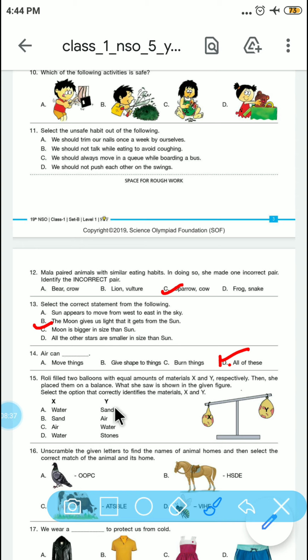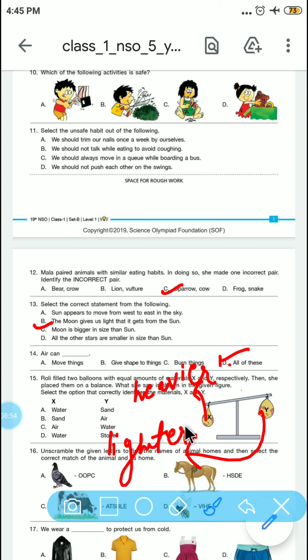So what is your prospect? Like X must be a heavier object as shown in the figure, and Y is a lighter one. So let's see. Sand is heavier and air is lighter. So is it good for the given question? Yes, absolutely. Option B.